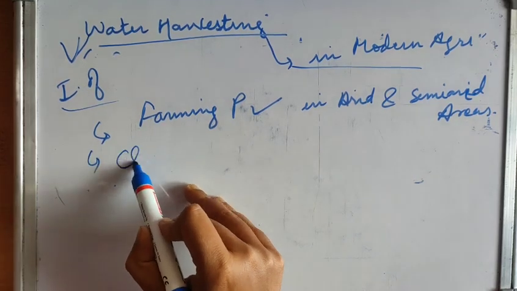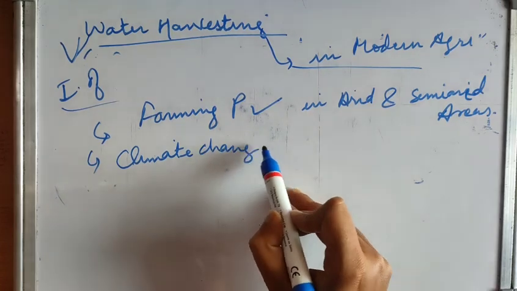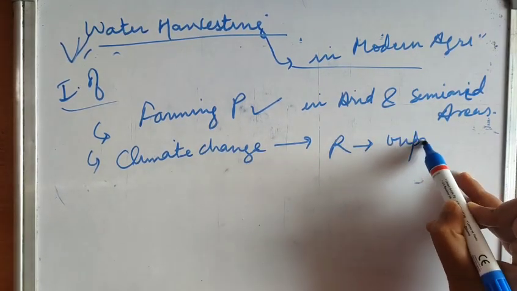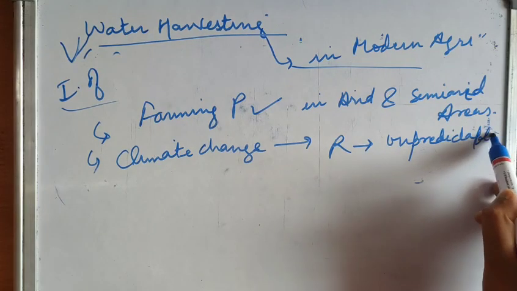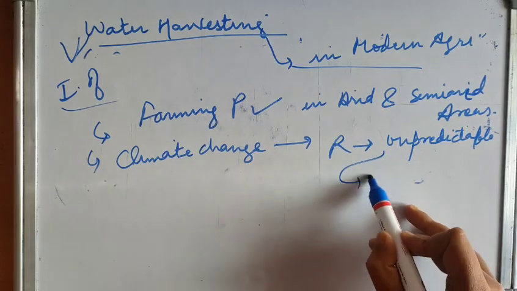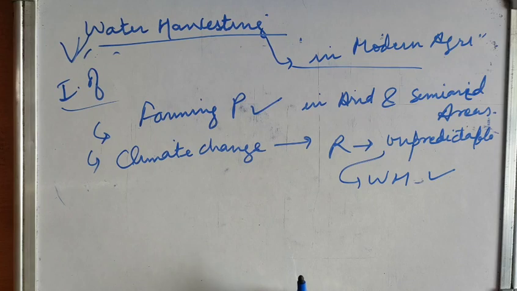What happens due to climate change? The rainfall has become unpredictable. We're not able to predict the rainfalls. So water harvesting is key, very important.